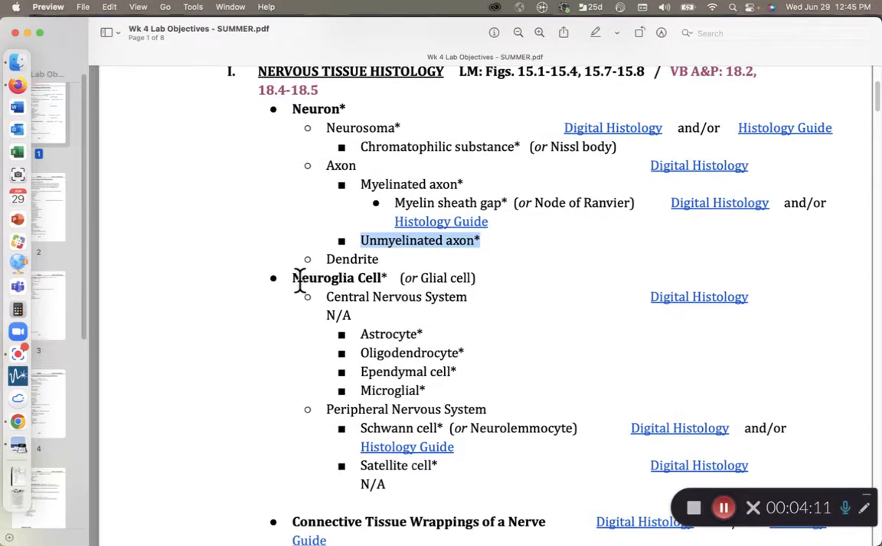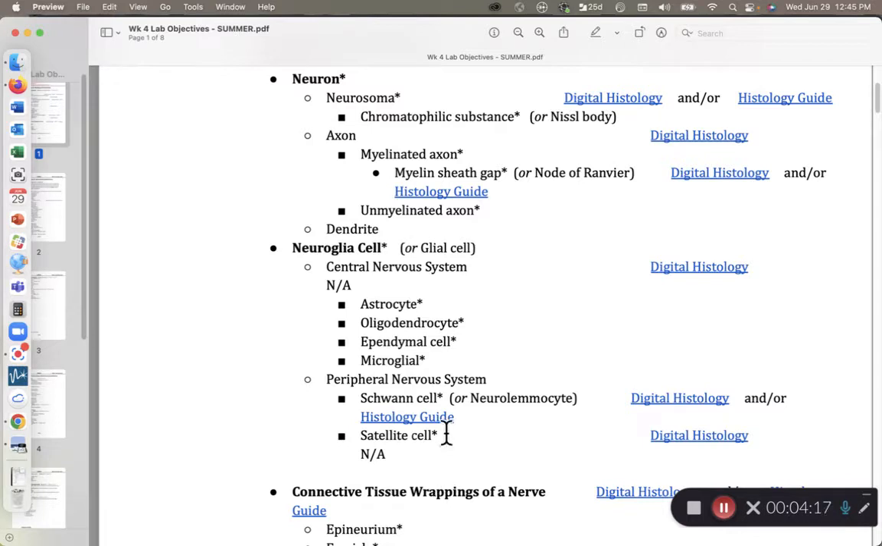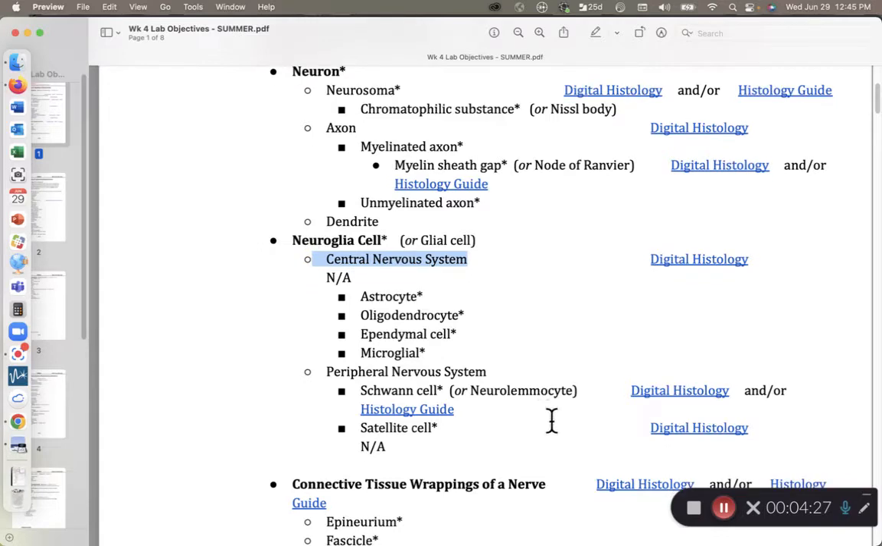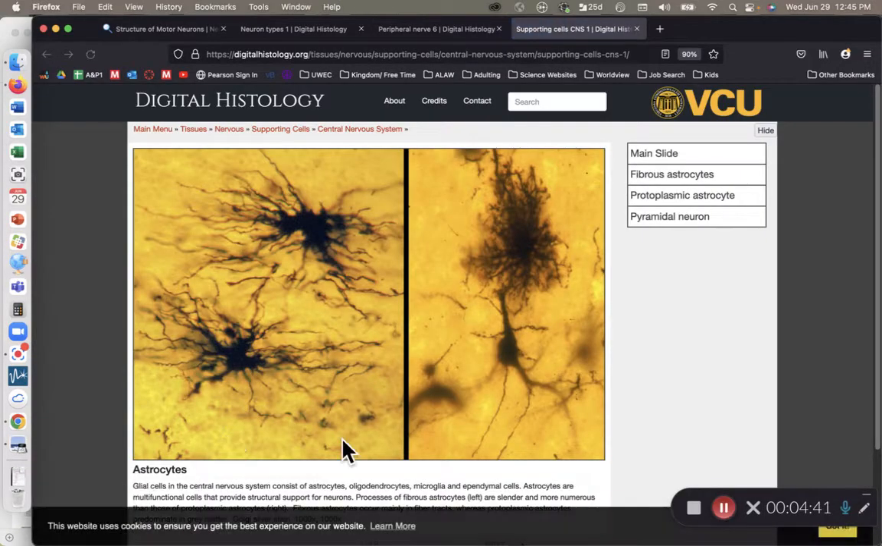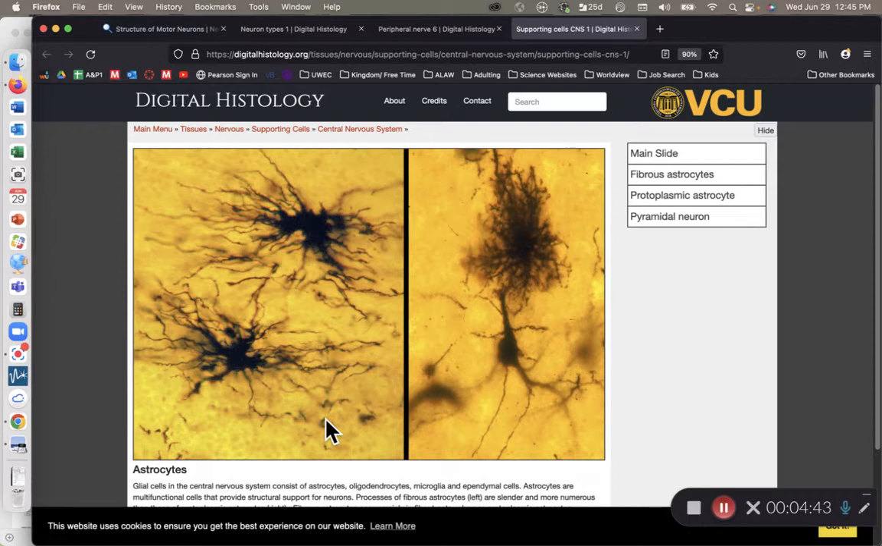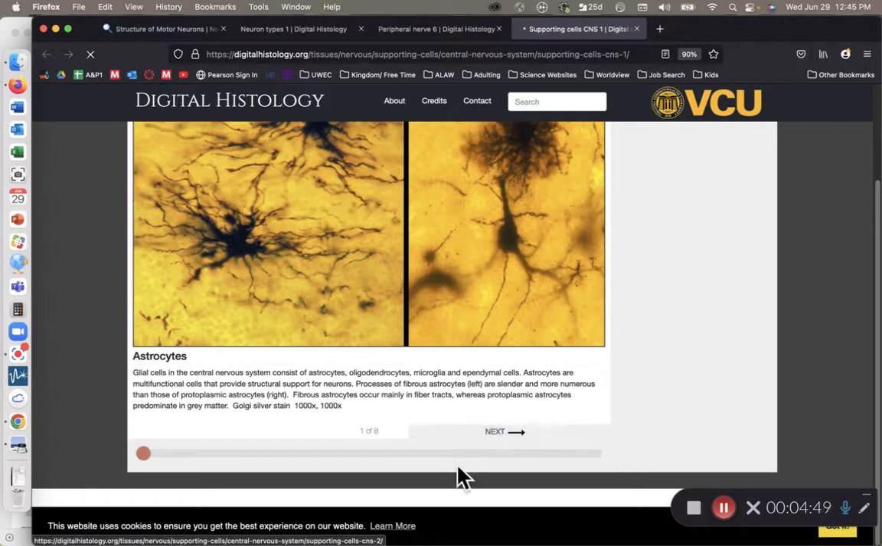So let's talk about the neuroglia cells. As we look at these cell types, we have astrocytes, oligodendrocytes, ependymal cells, and microglial cells. These four are located within the central nervous system. And then we have Schwann cells and satellite cells that are located within the peripheral nervous system. So let's start off with the CNS, the central nervous system. While we're looking at the astrocytes, I want to emphasize that they have a star-shaped appearance, kind of a starburst appearance, with many small extensions coming from them.